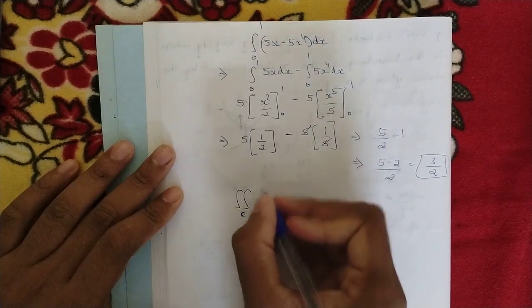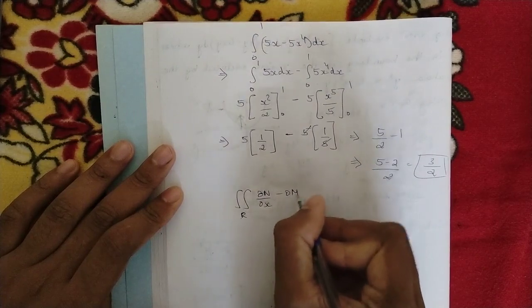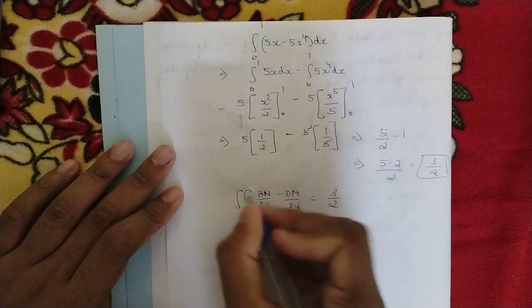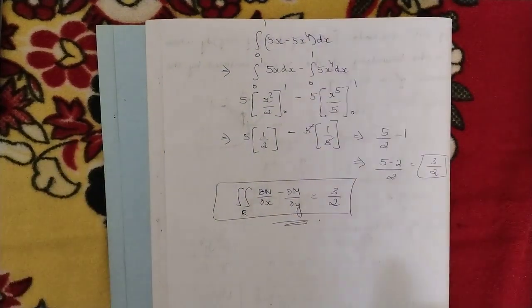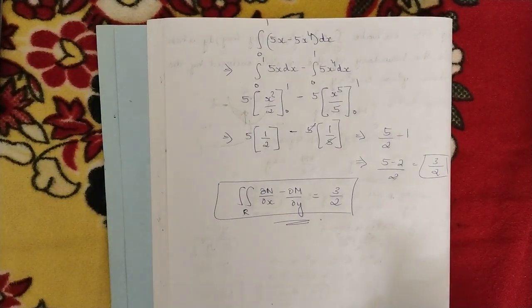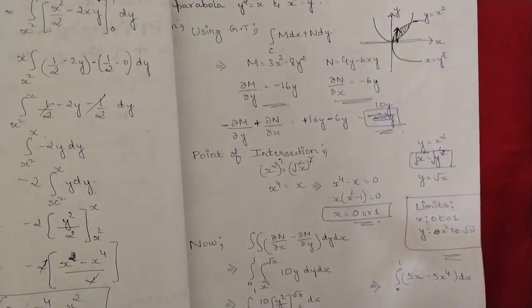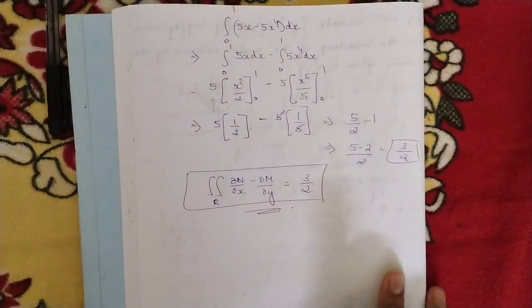the double integral over the region of dou n by dou x minus dou m by dou y is equal to 3 by 2 according to Green's theorem. Okay, so this is the final answer which we got for this problem. So again, go through this problem, guys, very important one. Understand each step very carefully and try to solve it on your own. Okay, so this is the answer, guys. Note it down.